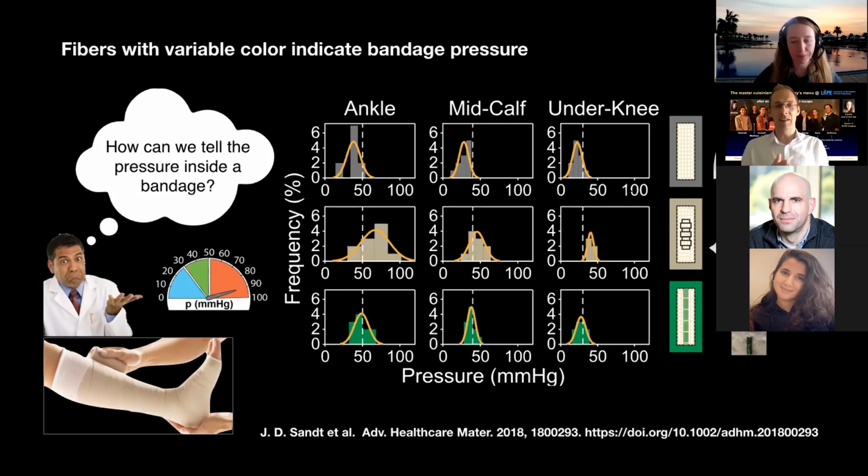It's not that easy to get the pressure right that you want to have on ankle, mid-calf, or under the knee. But with a good color chart and a colorful bandage, you can actually get these pressures a bit more controlled. The distribution here is narrower, and we hit the target pressures pretty well in these initial sets. And now we're working with people at Brigham and Women's to show that this also works in the clinical context.